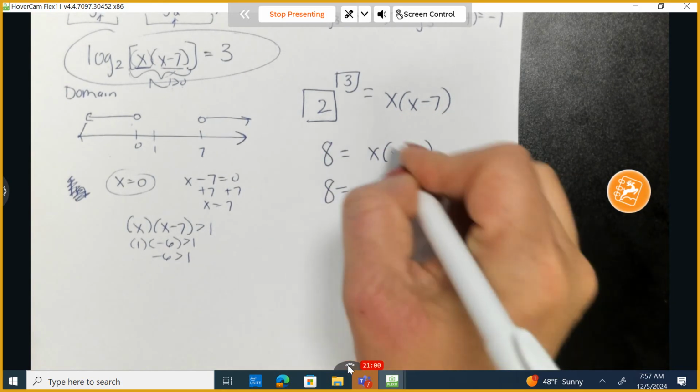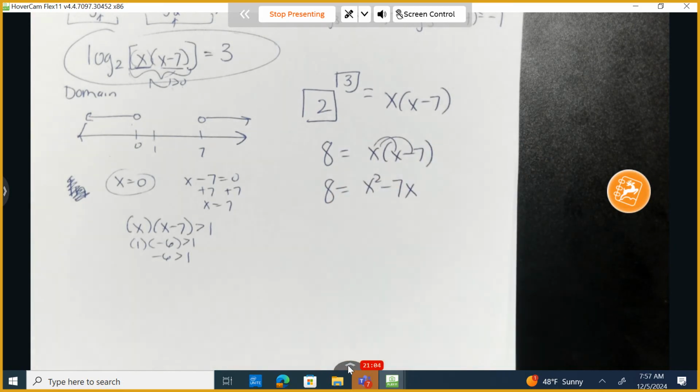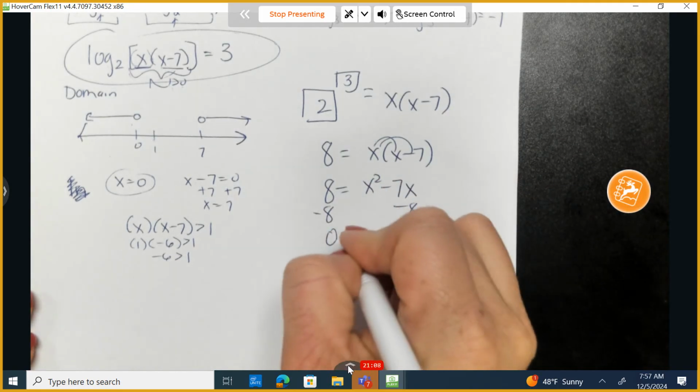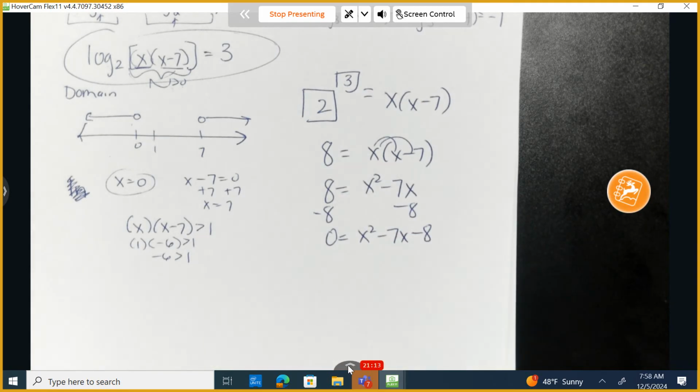And I have 8 equals x squared minus 7x. Well, let's move the 8 to the right-hand side. So when 8 moves over to the right-hand side, I have 0 equals x squared minus 7x minus 8. I have a trinomial. It's a quadratic equation I'm solving. Remember that the quadratic formula always works, but when I can factor it, for me, it seems a lot easier.